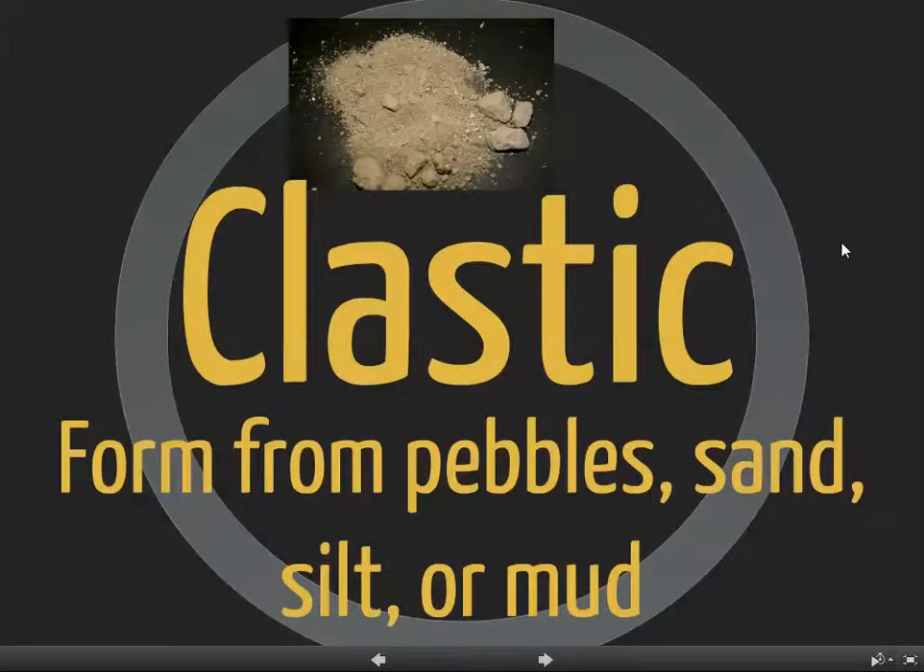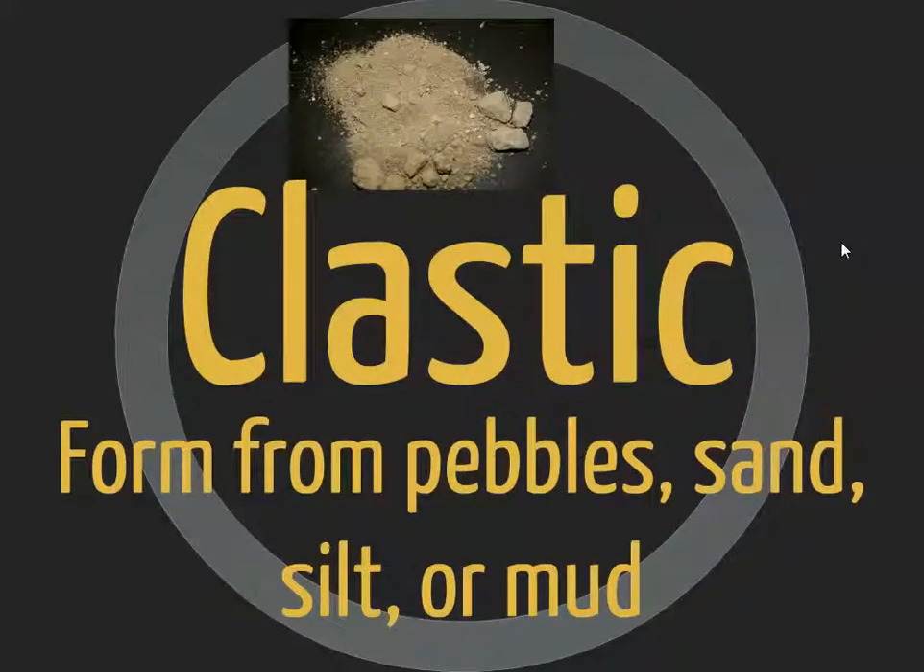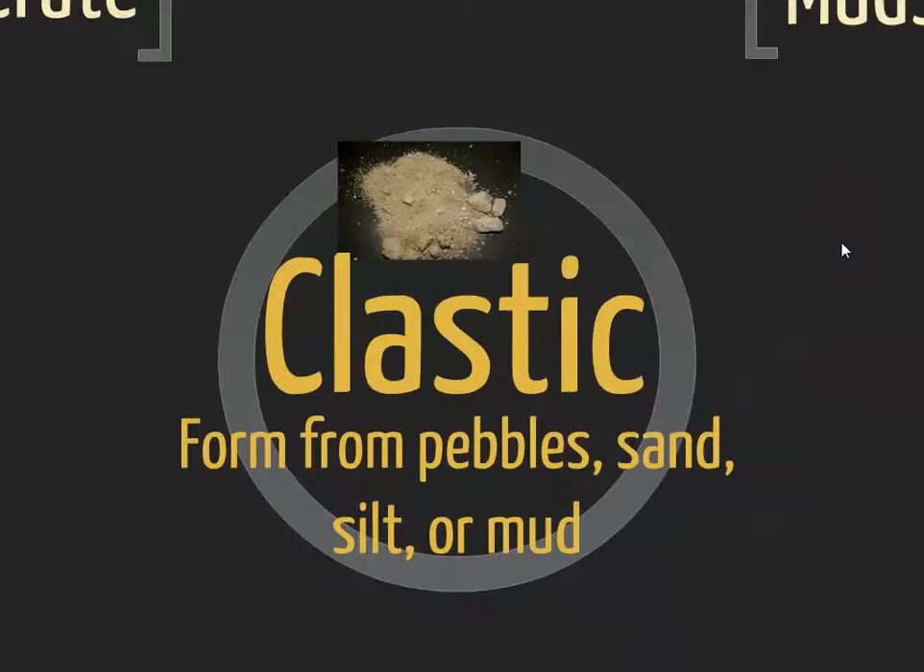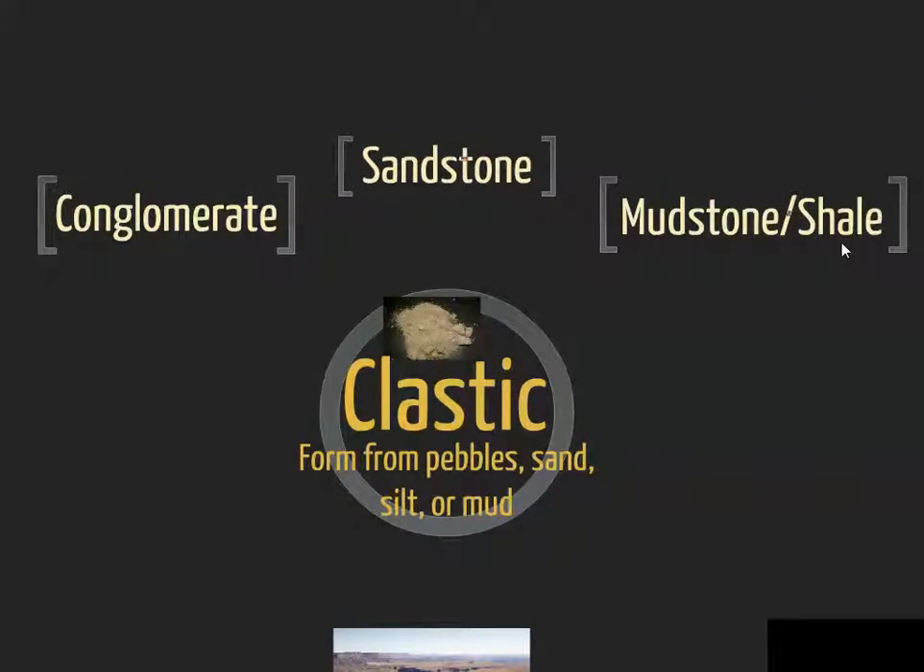These basically form from pebbles and sand, silt or mud. Silt is like a very, very fine sand, and mud is even finer than silt. And so when some of those sediments come together, they will form various types of sedimentary rocks.